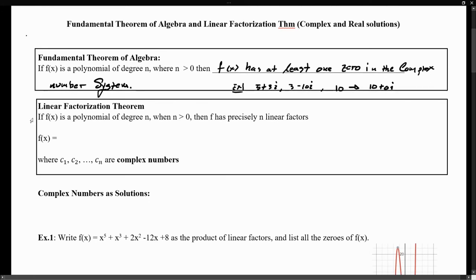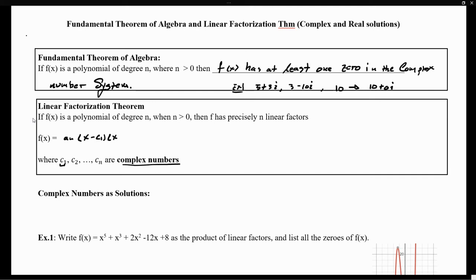Now, what is the linear factorization theorem stating? Well, it states if f of x is a polynomial of degree n, so if you have any polynomial of a certain degree, then that function f of x has precisely n linear factors. In other words, we can rewrite any polynomial as a coefficient times x minus c1, where those c's are just going to be complex numbers, times x minus c2 times x minus c3, until we have x minus cn.